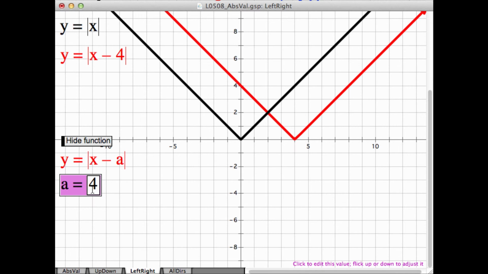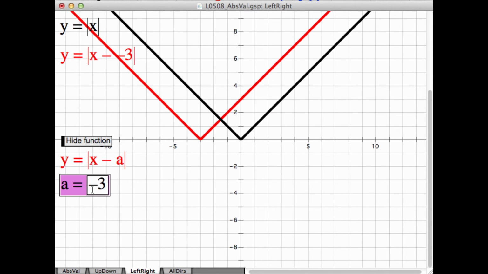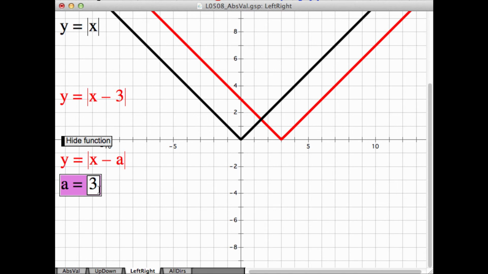Let's see what happens if the number a is a negative number, like negative 3. So we have the function y equals the absolute value of x minus negative 3, or actually x plus 3 is another way of looking at it. But this translates the function to the left. So when you have something like y equals x plus 3, this moves to the left. And when you have something like y equals x minus 3, it moves the original function to the right.